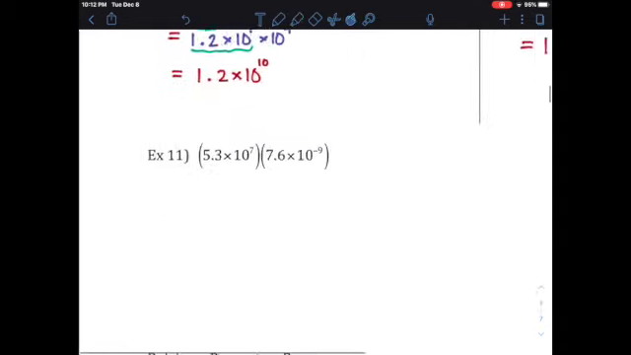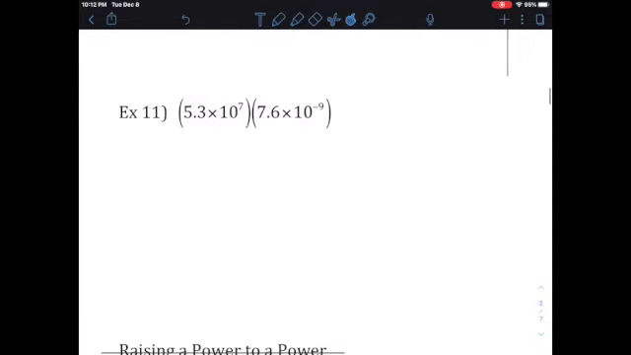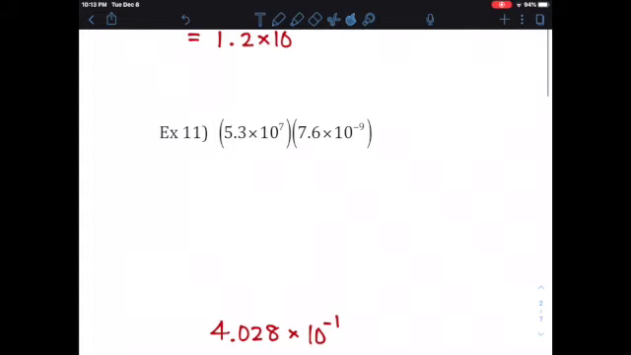And now I want you guys to try number 11 yourself. Pause the video right now. I gave you the answer. Example 11 is 4.028 times 10 to the first power. You can definitely check your answer, but I do expect to see work. And if there's no work, you will not get the points for the notes.